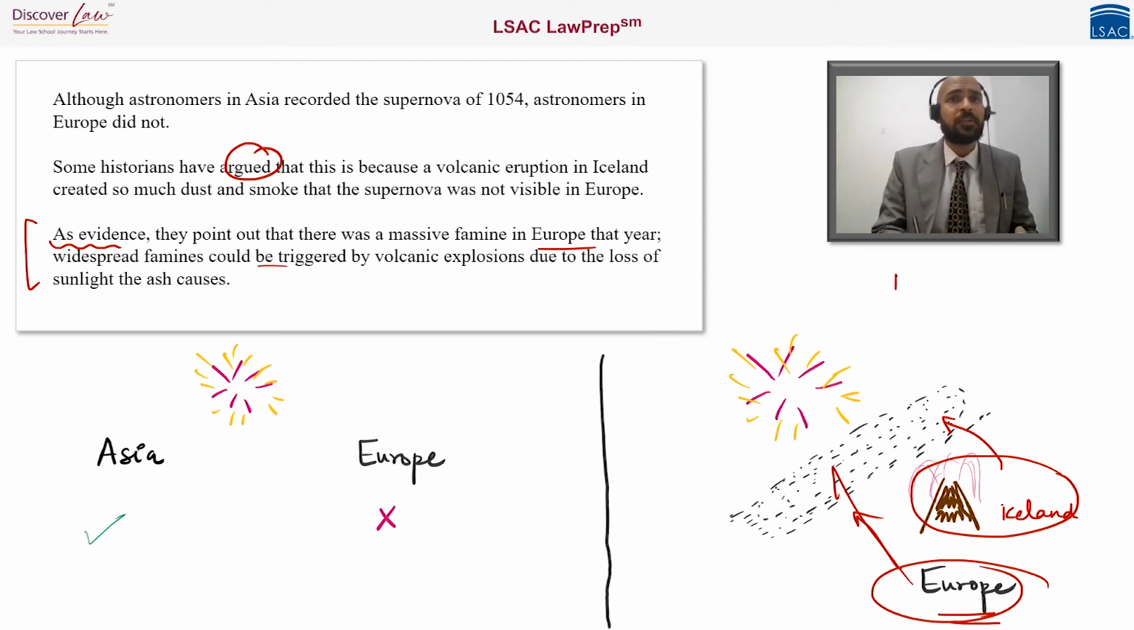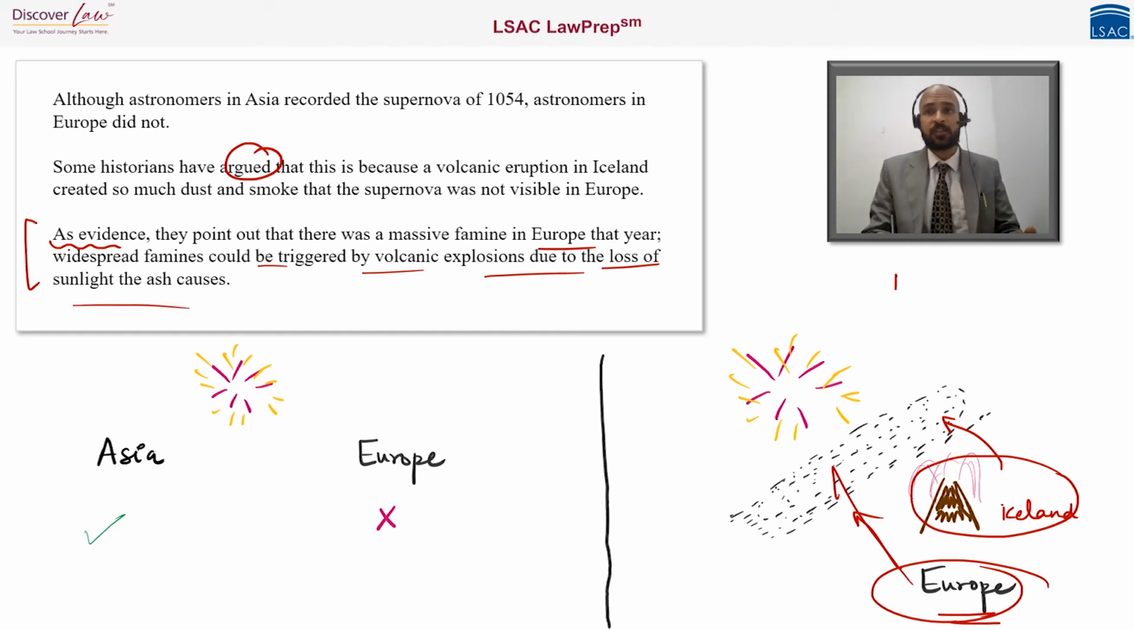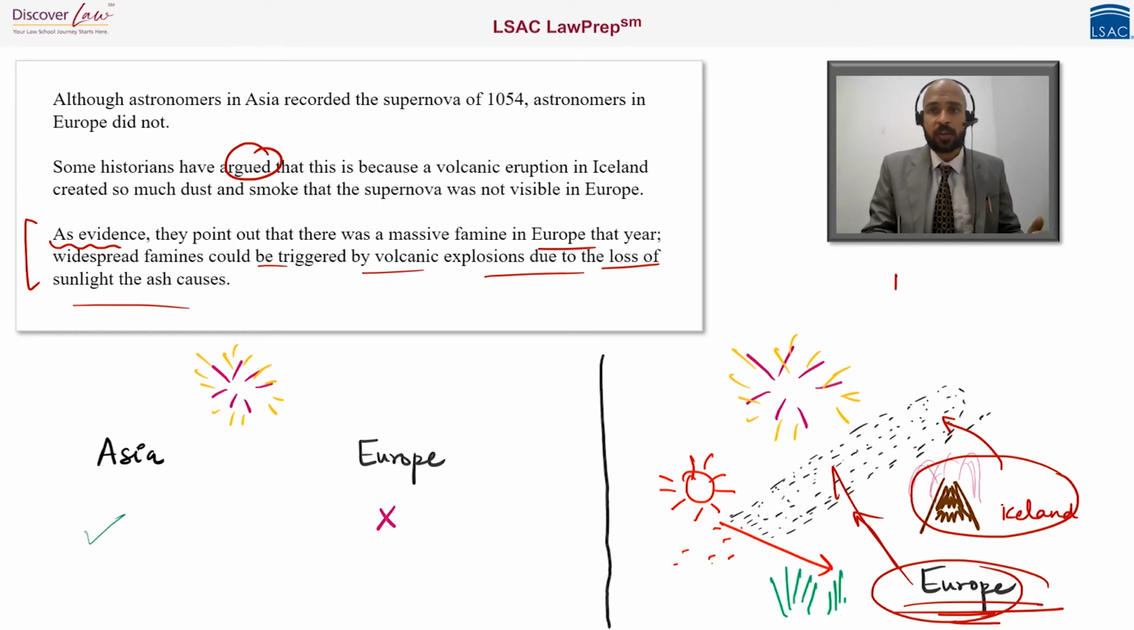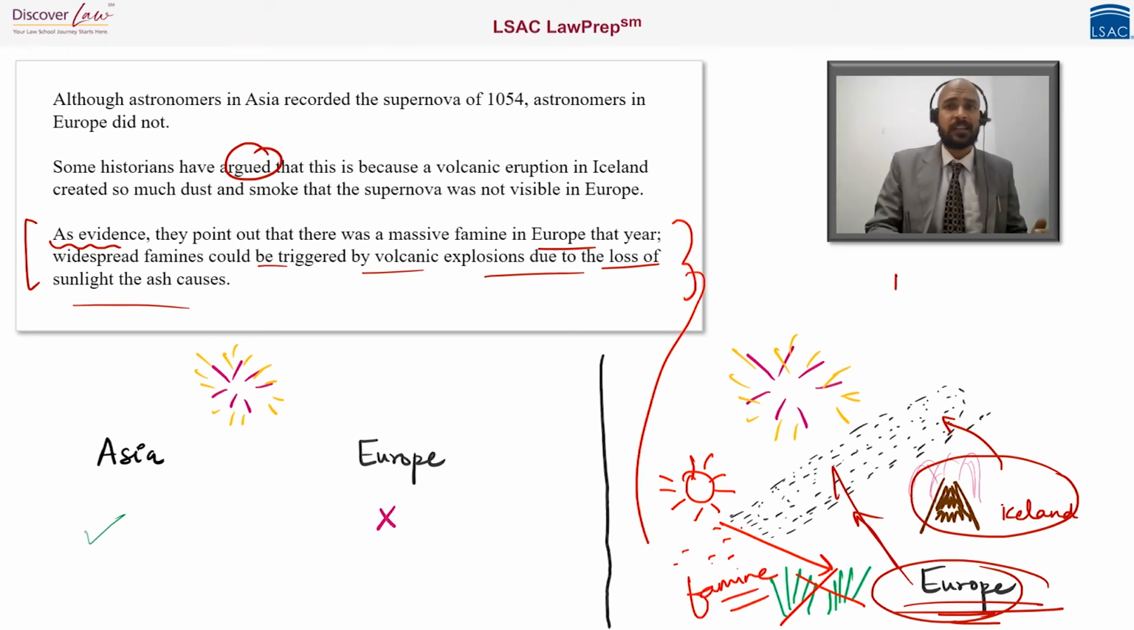Widespread famines could be triggered by volcanic explosions due to the loss of sunlight the ash causes. So what it says is that there was a famine in Europe that year. And let us say this is the sun, okay, let me just draw the sun now. This is not the supernova, this is the sun, okay. And now there was so much dust here, so sunlight could not reach Europe. Because there was no sunlight, the crops that could have grown otherwise did not grow. Because there were no crops, there was a famine. So this last line suggests that this famine is evidence that this was the reason.